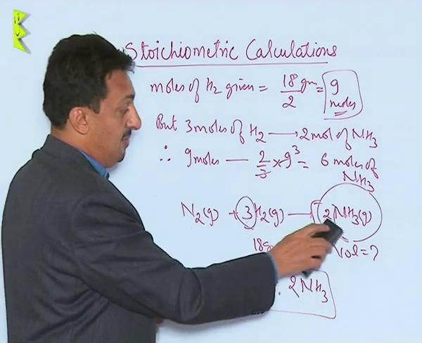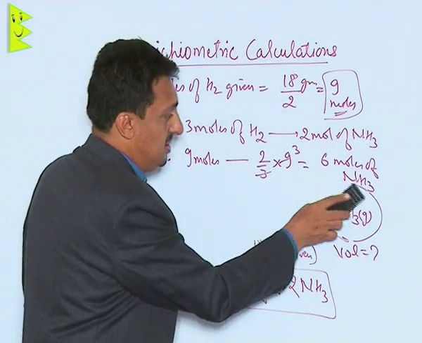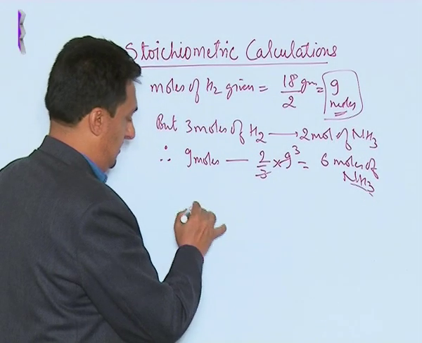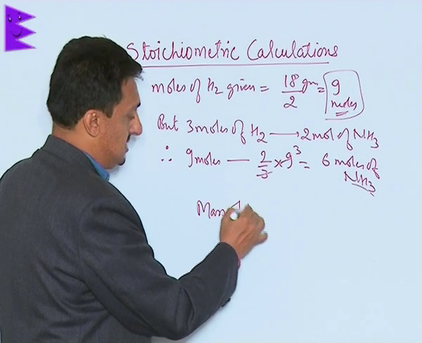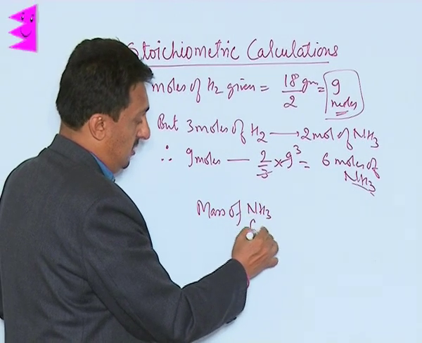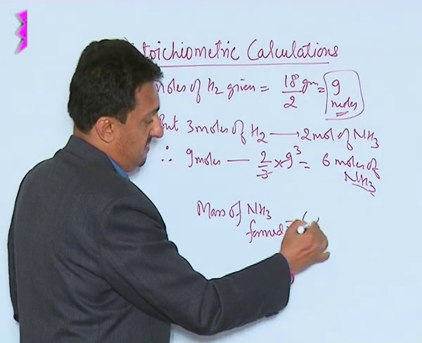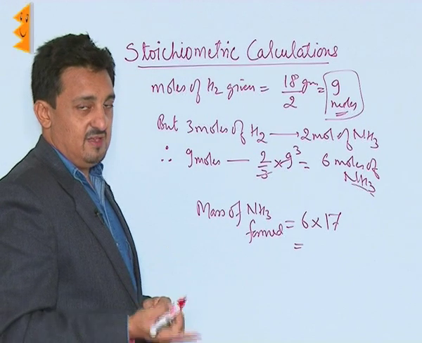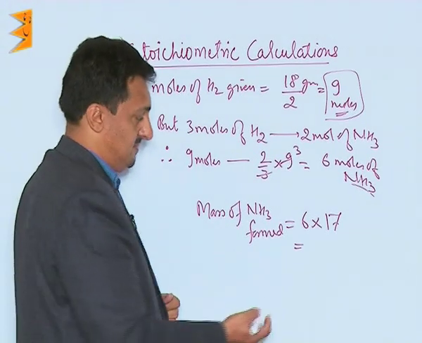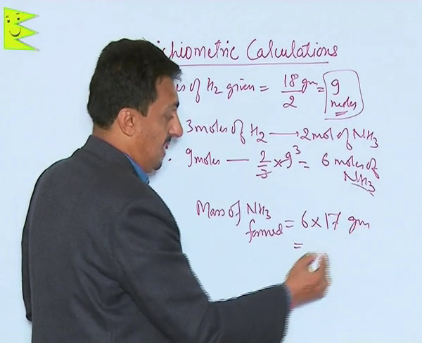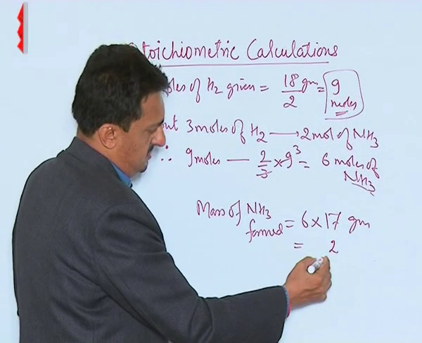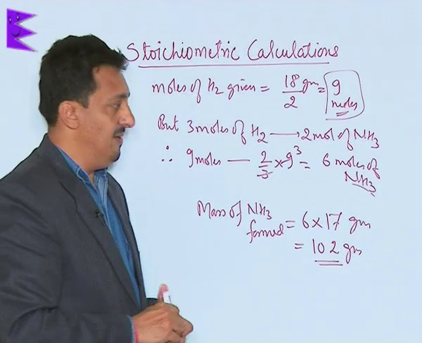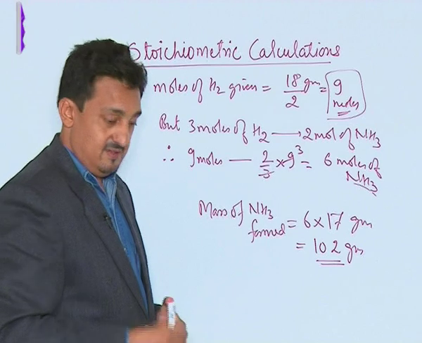Now we know how many moles of ammonia will be formed. Once we know the moles of the ammonia formed, the mass of ammonia formed is 6 into 17, because 1 mole of ammonia has 17 as its molar mass. So this will be in grams, so it's 102 grams. So this is how the mass can be obtained.